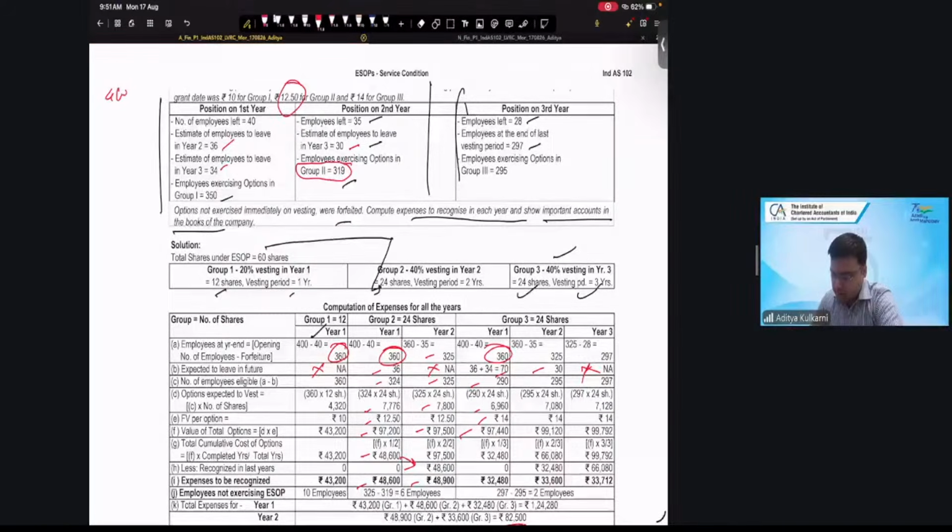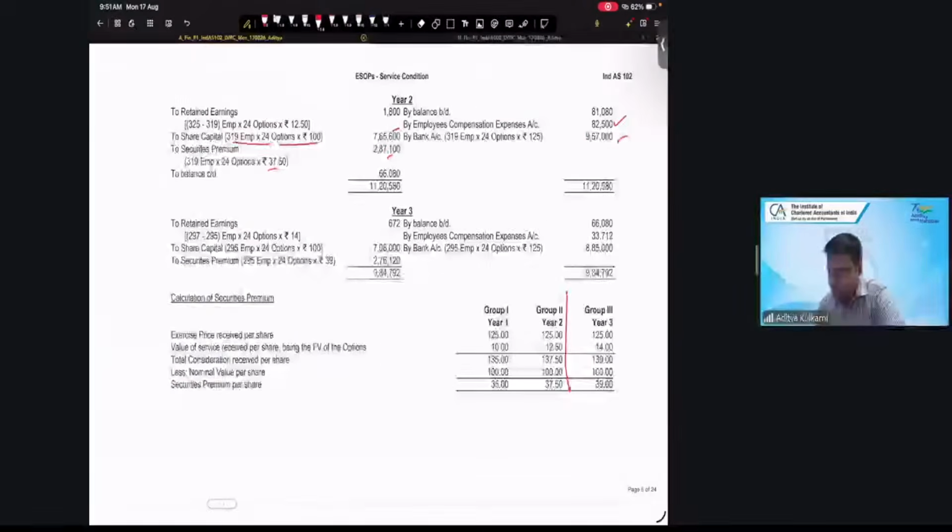I started off with 400, 40 left in year one, 35 left in year two. So that leaves me with 325 employees. Out of 325, 319 only exercised. So 6 employees did not exercise. So 6 into 24 into 12.5 is what I am moving to retained earnings. Balance will be kept as it is because there is a third group that is pending for vesting and exercising.